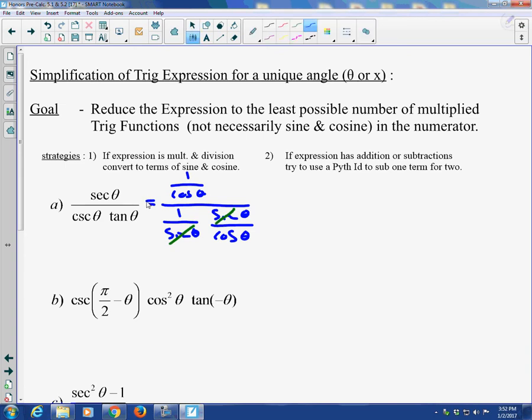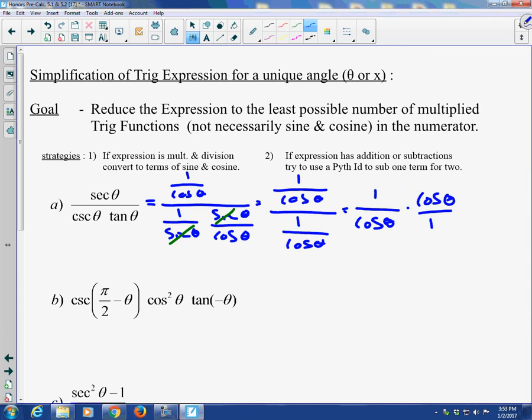And that is going to give us 1 over cosine theta in the numerator over 1 over cosine theta in the denominator. Now clearly right here, this is going to be equal to 1. But in terms of just practicing algebraic moves that we're going to use over and over again, I'm going to say that this 1 over cosine theta in the denominator can be written as a multiplication of the reciprocal. So I'm going to have 1 over cosine theta times cosine theta over 1. And of course here my cosine thetas cancel, and I get my entire expression to simplify down to 1.